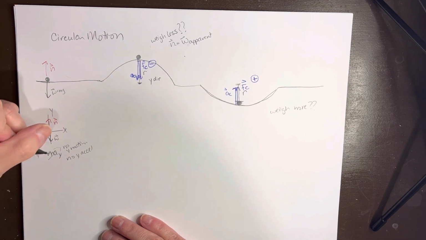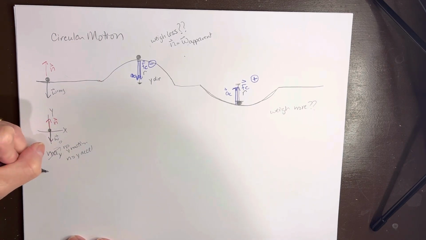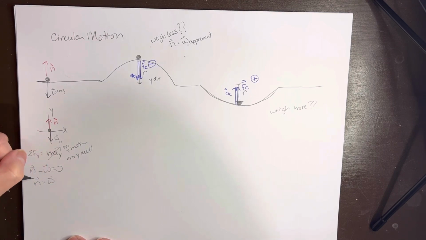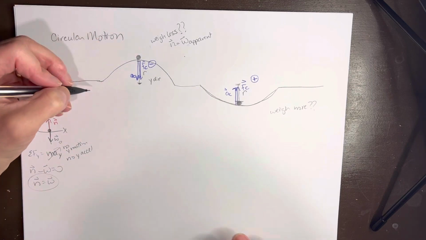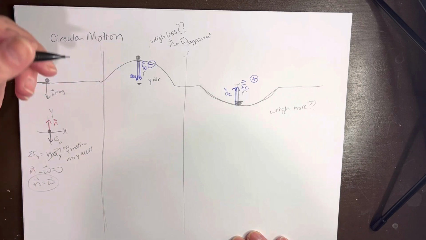So this goes to 0, okay? So what I end up with is I have my normal force upward minus weight equals 0, or my normal force equals my weight. And we've done this a bunch of times throughout chapter 5. Now, let's break this into 3 separate thoughts.